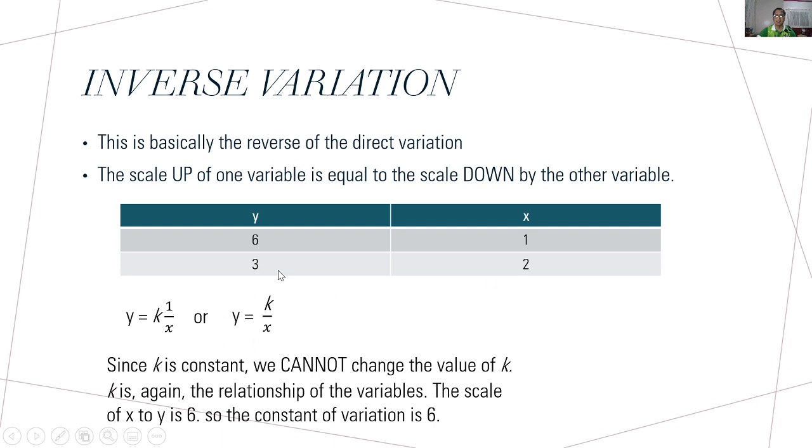Ito yung formula natin. So if we will be asked what is the equation of this inverse variation, again, k lang po yung papalitan mo. Pag alam mo na yung ating k na value, palitan mo lang yan. Ayan. So the equation of this inverse variation is y is equal to 6 over x.